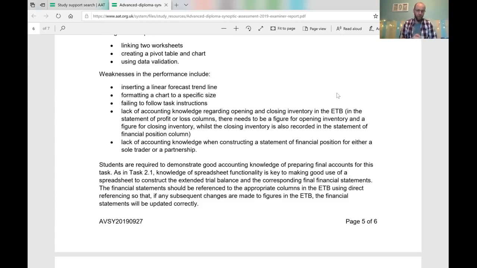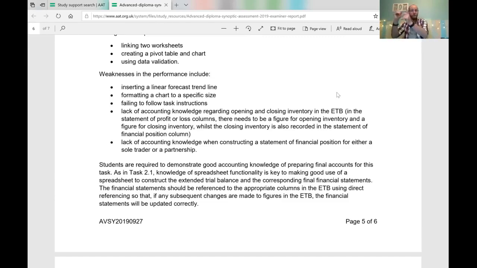So bullet point number 4 there. I know I've missed number 3, which is failing to follow tasks, which we spoke about earlier on. But yeah, bullet point 4, lack of accounting knowledge regarding opening and closing inventory in the extended trial balance. So that's accounting concept understanding, not spreadsheet understanding. So making sure that you're going back over your advanced bookkeeping notes and that you know where closing inventory appears in the extended trial balance.